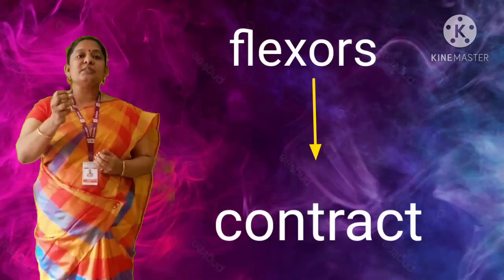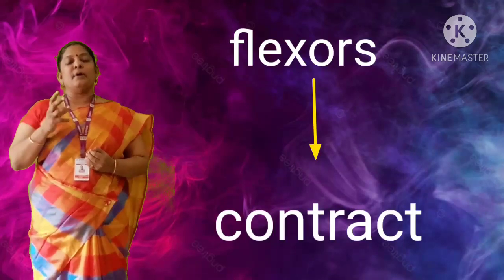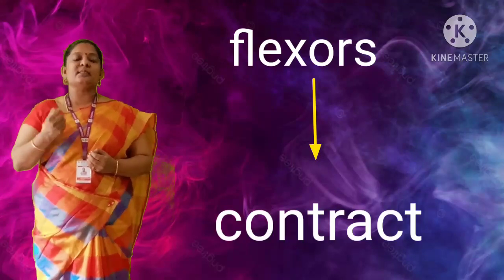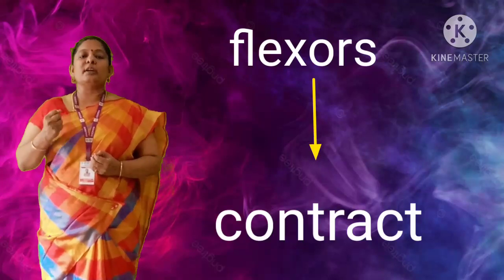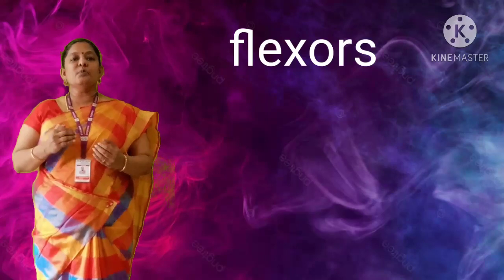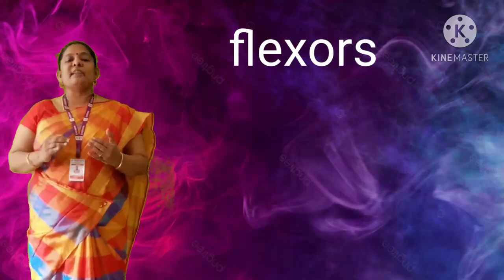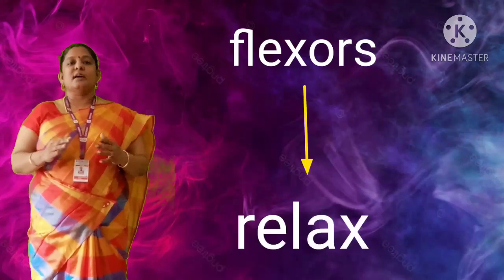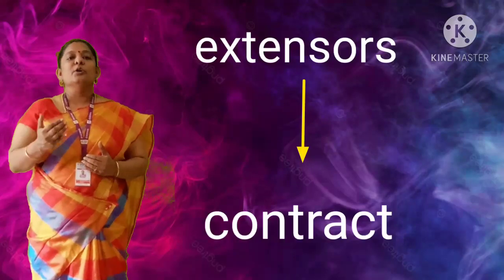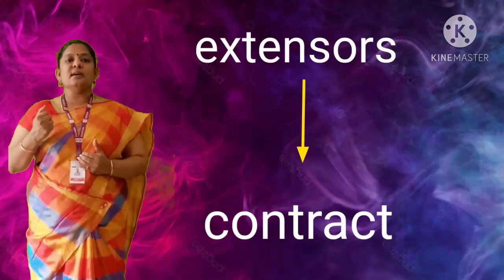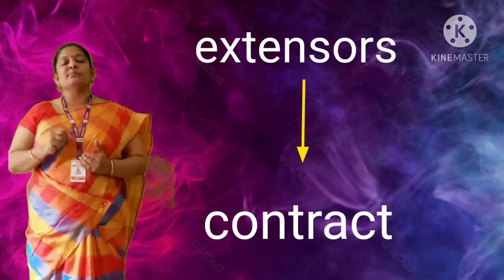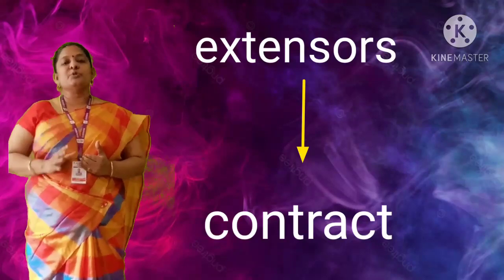Okay. So what are flexors and extensors? The flexor contracts to bend a limb at a joint. It helps to contract the muscles. Then when the movement is completed, the flexor relaxes and the extensor contracts to extend and straighten the limbs, okay, at the same joint.